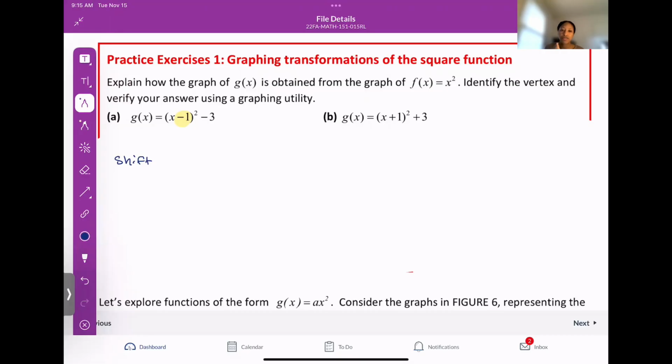And what are we shifting? It's the graph of x squared. So you start with the graph of x squared and then shift it 1 unit to the right. Okay, the minus 3 on the outside here tells us we're going to shift 3 units down. And if you think about the graph of x squared has its vertex at 0, 0. So when we move 1 unit to the right, that's going to move the vertex 1 unit to the right, and 3 units down, that moves the vertex 3 units down. So that 1 unit to the right changes the x coordinate of the vertex.